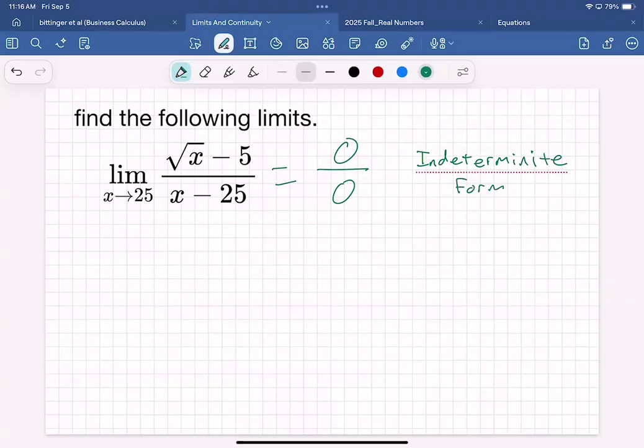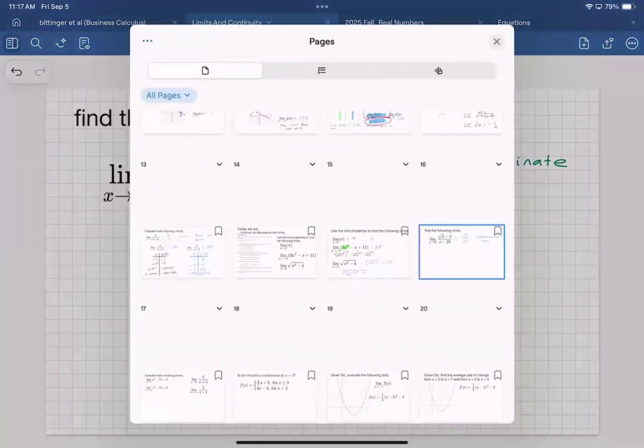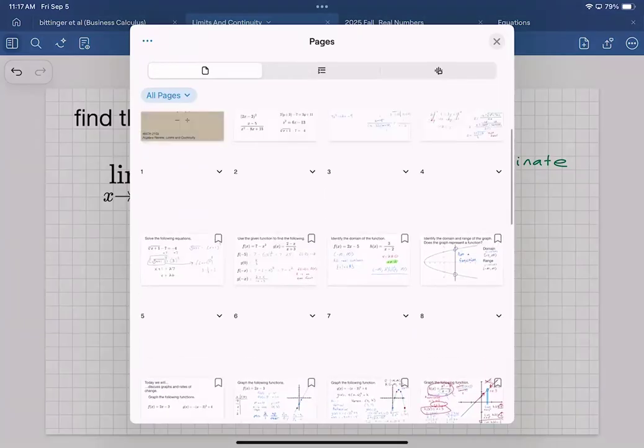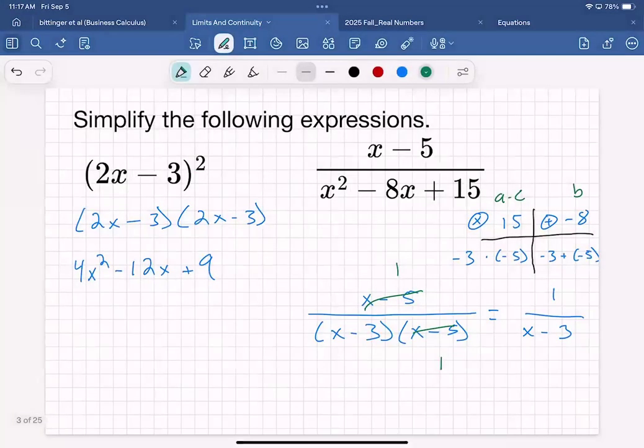Apparently I spelled that wrong. Indeterminate form. This is our indeterminate form. Right? We can't make any conclusion off of this when it's 0 over 0. Okay. Now, if you remember, this was something that we looked at before, where we had this situation involved.